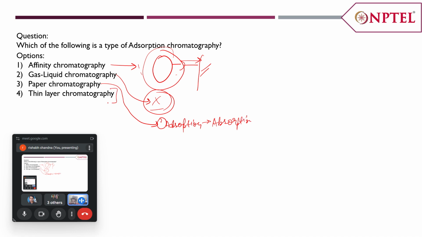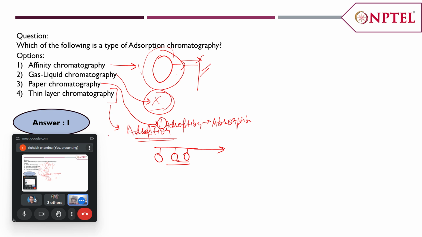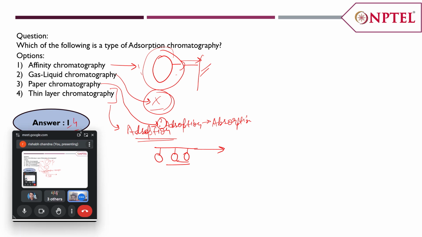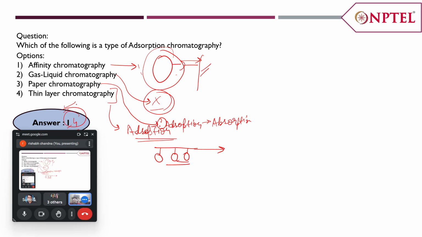And thin layer chromatography is also based upon adsorption chromatography, because in the layer that we use here, the molecules basically adhere to the stationary phase. So here the correct answer would be 1 and 4 both. So 4 will also be the correct answer there. Okay, so let's move on to the next question.